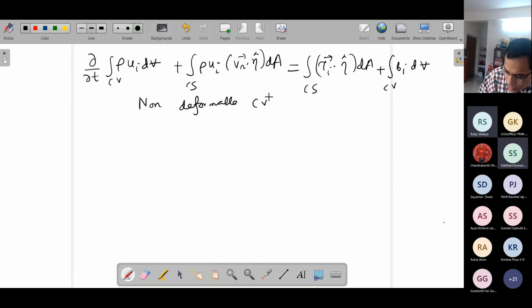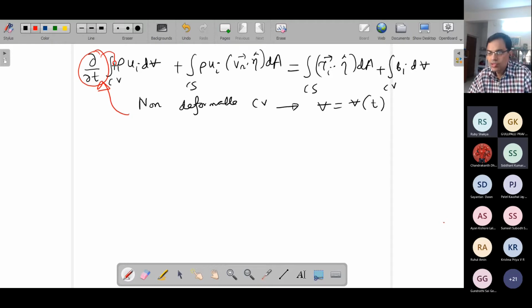We had earlier considered a stationary control volume. Non-deformable control volume means the volume of the control volume is not a function of time. The only thing that it makes is this unsteady term you can take to the inside. Now we'll apply the divergence theorem. So the first thing is that we consider a stationary control volume also. We recall that means this becomes the same as the absolute velocity.